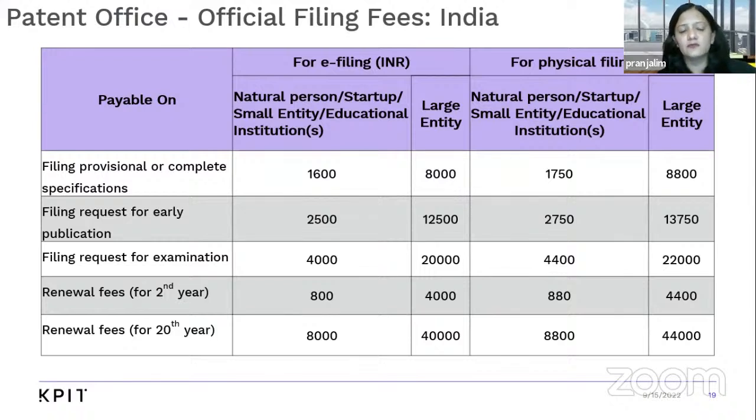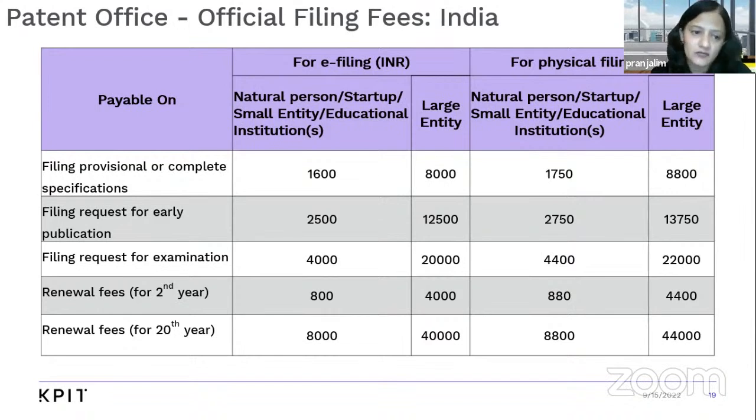So the first fee is obviously for filing a provisional or a complete specification. Like we had seen earlier, you could request for an early publication. This is optional and it is not mandatory. But if you want your application to get published quickly, then you can file this request. And like we had seen earlier, we also need to file a request for examination, because unless you file that, your patent application will not be examined.